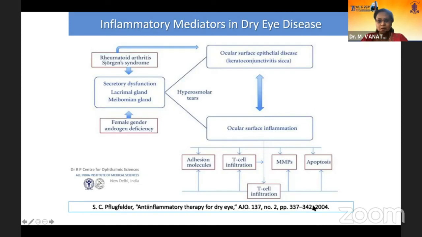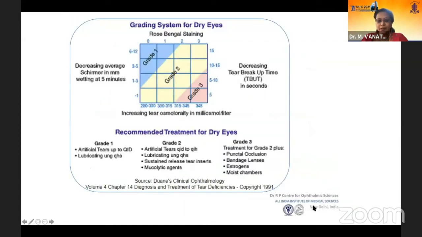So we are looking at ocular surface epithelial damage induced by hyperosmolar tears, primarily also adding to the surface inflammation, which results because of ICAM molecules and T-cell infiltration causing interleukin-induced damage, matrix metalloproteinases, and apoptosis being the primary features of ocular surface inflammation. This is a nice chart which intercorrelates the ocular surface staining due to epithelial cell damage, the tear breakup time, the Schirmer's, and how the hyperosmolarity is interlinked here.